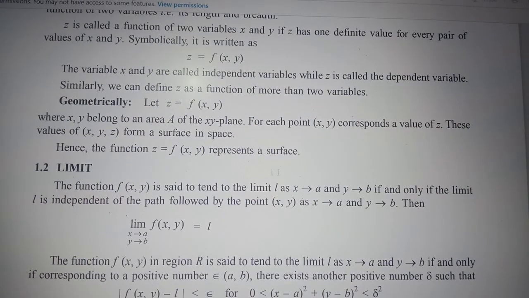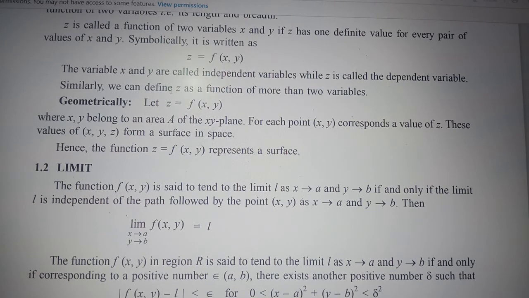Similarly, we can define Z as a function of more than two variables. So here is an example. Z is a function of x and y. We can say Z is a function of x, y and z, or any other more than two variables.